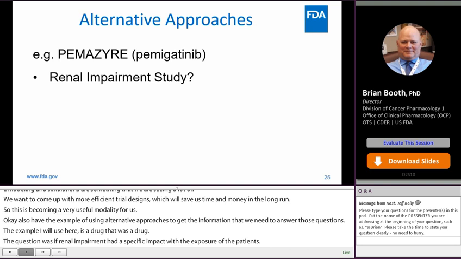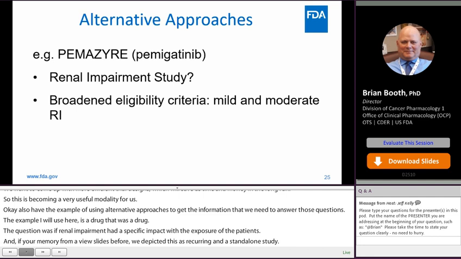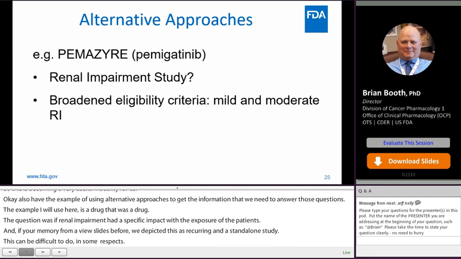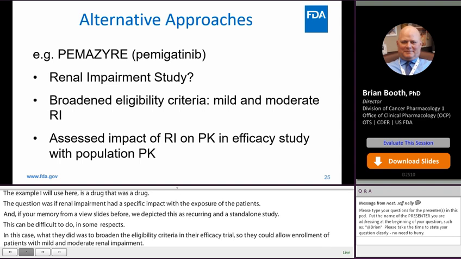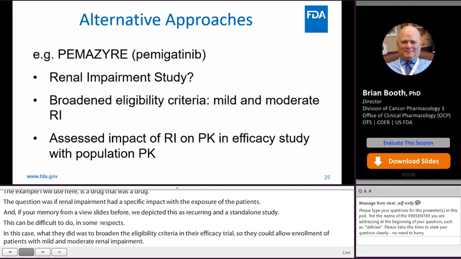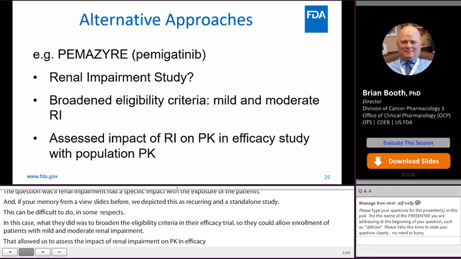But in this case, what they did was to broaden the eligibility criteria in their efficacy trial so that they could allow enrollment of patients with mild and moderate renal impairment. And what that allowed us to do was assess the impact of renal impairment on the PK in the efficacy trial. And we also had some additional safety information around that helped us to answer that question, at least to some extent, for patients with mild and moderate renal impairment. And that was a bit of a novel approach that we're starting to see more and more of in the applications that we get.